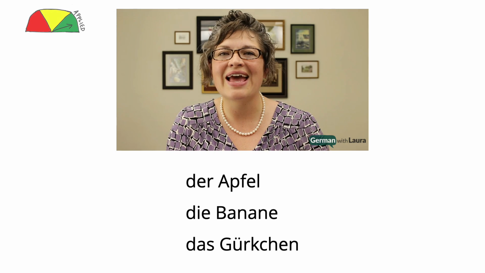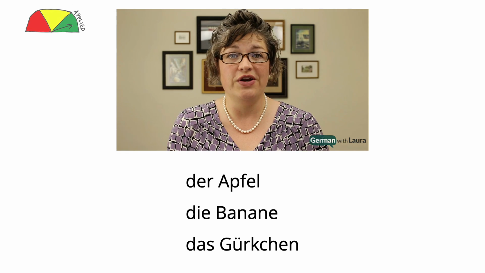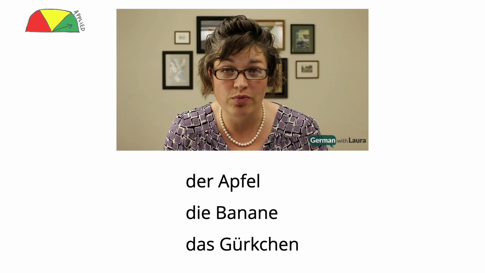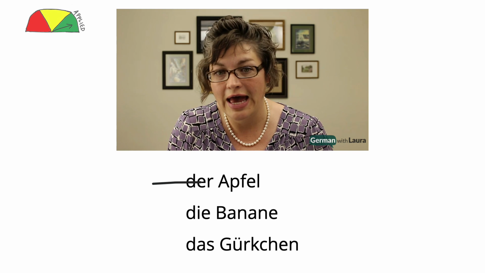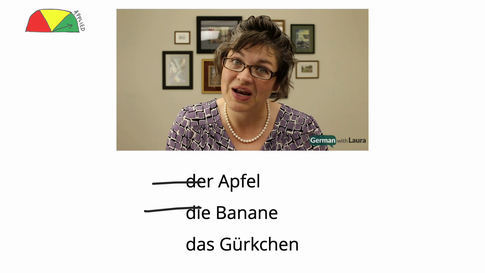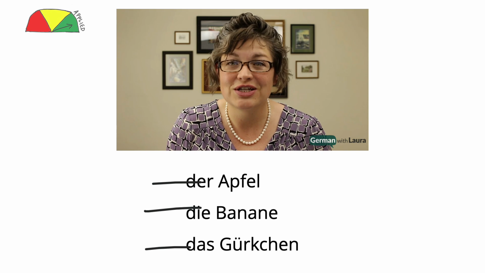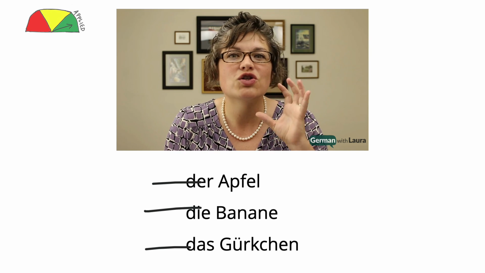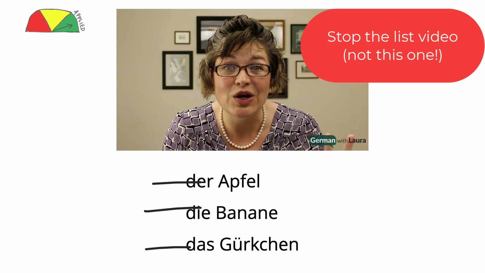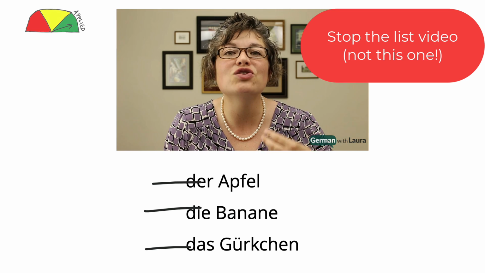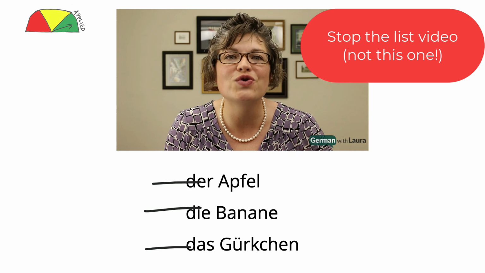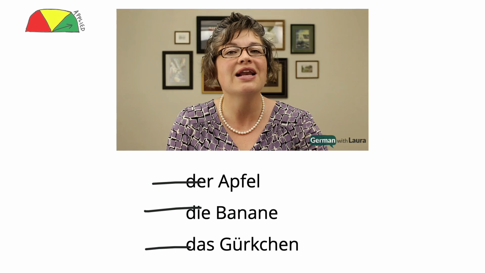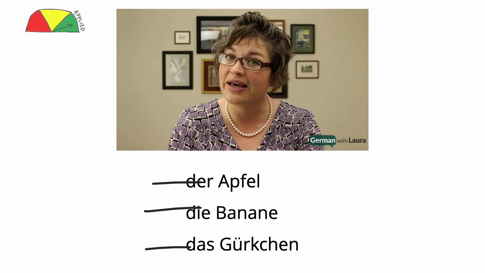So, let's say that you want to watch a YouTube video on basic fruits and vegetables. The first 3 words that come up are der Apfel, apple, die Banane, banana, and das Gürkchen, little cucumber. So at this point, stop the video. Don't keep watching. You need to intentionally interact with this new vocabulary. You need to apply it by putting it into a sentence drill like these.